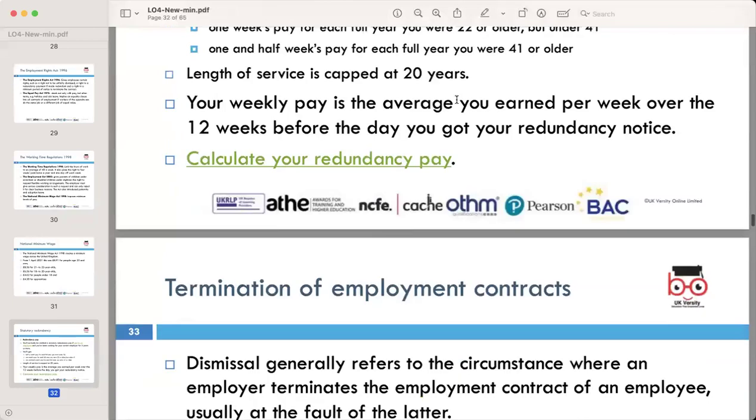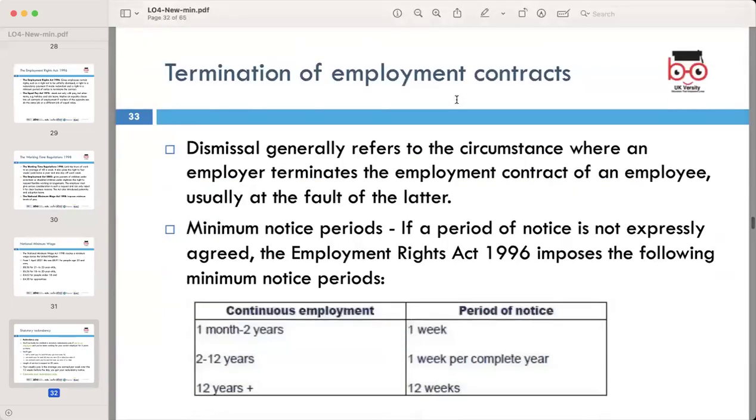Okay. Termination of employment contracts. Termination of employment contracts generally occurs when the employer ends the employment agreement with an employee, typically due to the fault of the latter. If a notice period is not explicitly agreed upon, the Employment Rights Act 1996 mandates specific minimum notice periods.